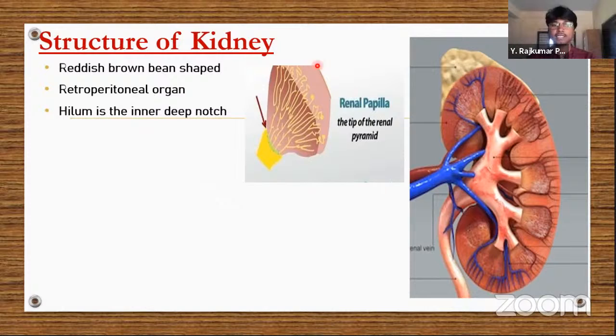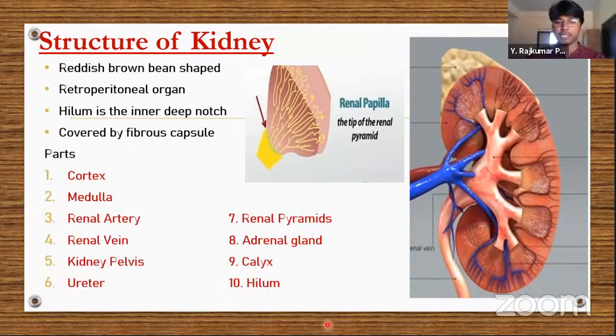Okay. Next, the hilum is the inner deep notch. This is called the hilum. You can see the notch inside. That is called the hilum. And kidneys are covered by the external fibrous capsule, which is useful for protection.